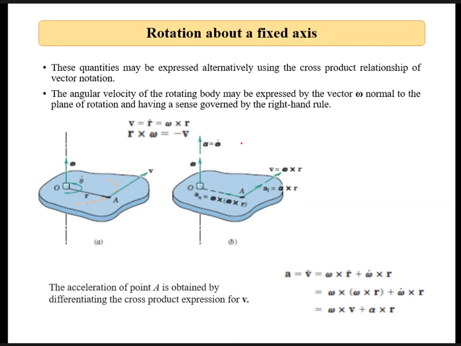Now R cross omega will give you minus V. So V will be in that case in this direction. So it will give you minus V.